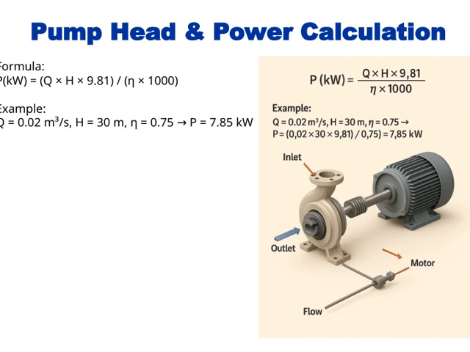To make this clearer, let's look at an example. Suppose our flow rate Q is 0.02 cubic meters per second, the head H is 30 meters, and the pump efficiency eta is 0.75. Plugging these into the formula, we get a power requirement of about 7.85 kilowatts.